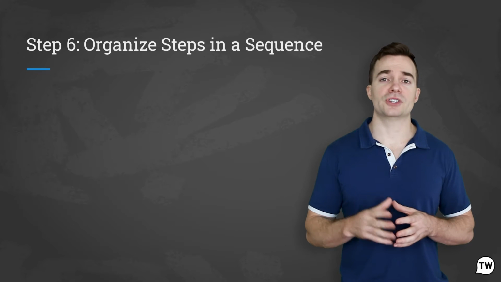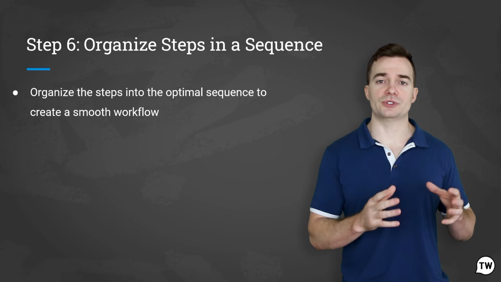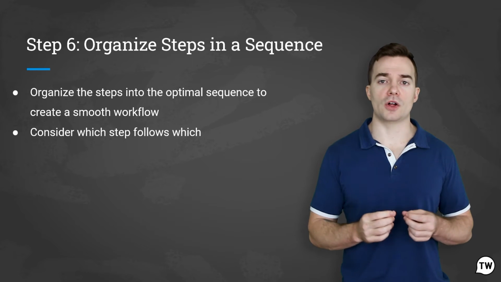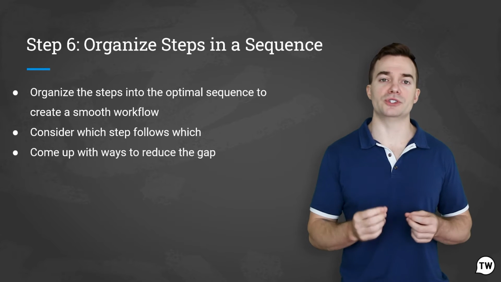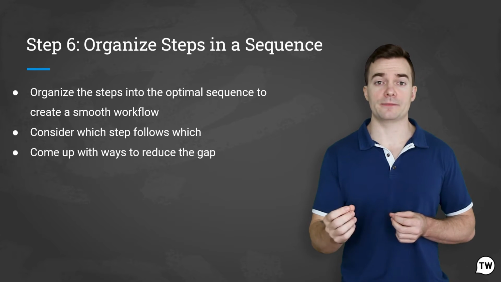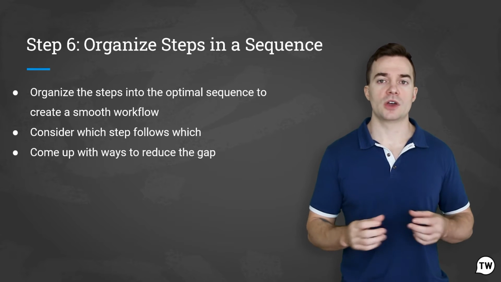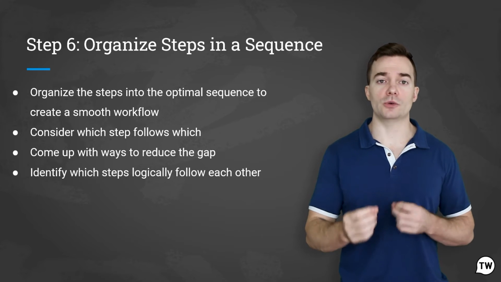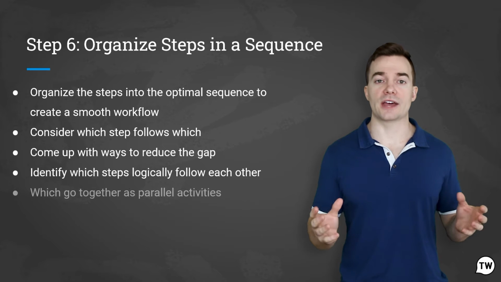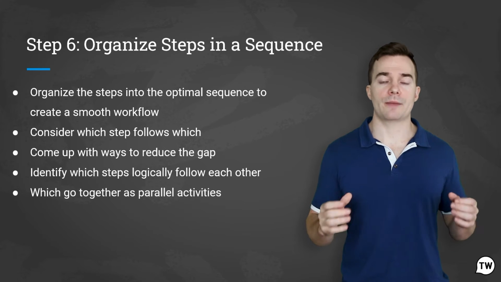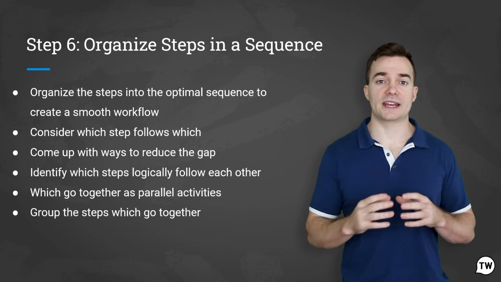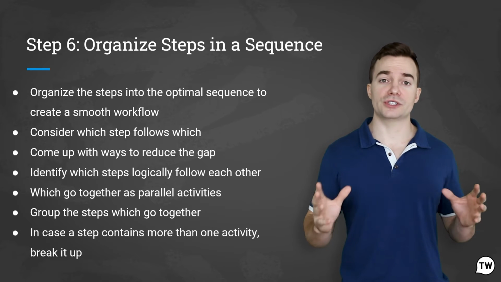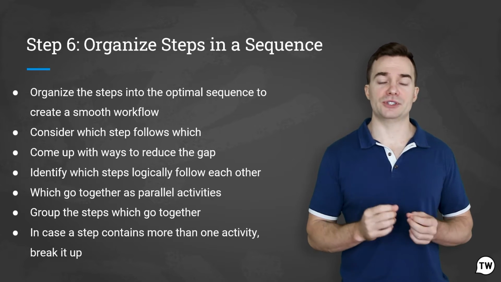And the next step here is to organize the steps into the optimal sequence to create a smooth workflow. To do this, consider which step follows which and come up with ways to reduce the gap between each step by implementing more efficient activities. While doing this, make sure to identify which steps logically follow each other and which go together as parallel activities. Make sure to group the latter ones together, and in case a step contains more than one activity or two closely conjoined ones, break it up into two steps.